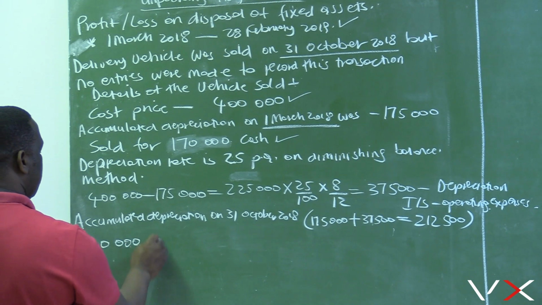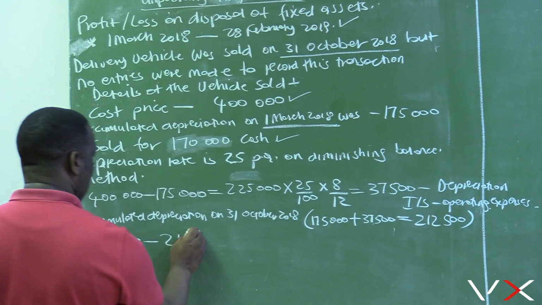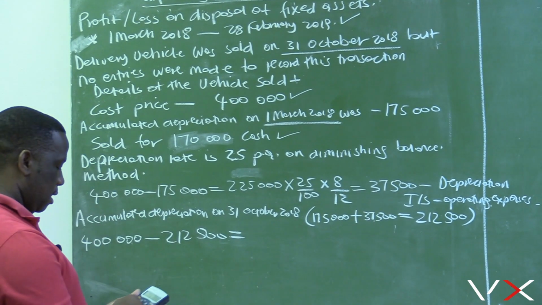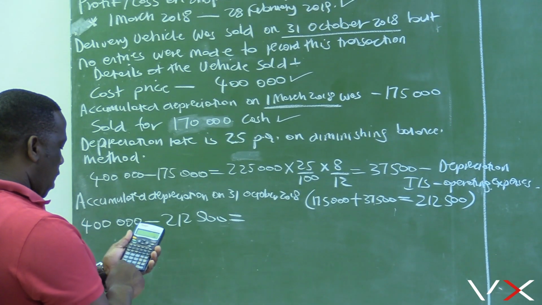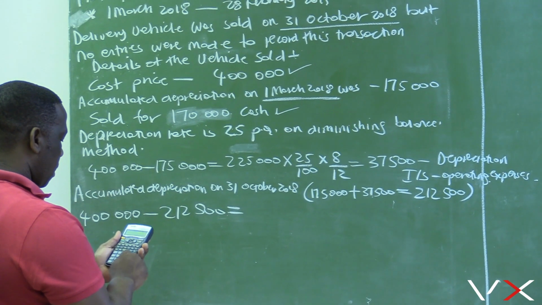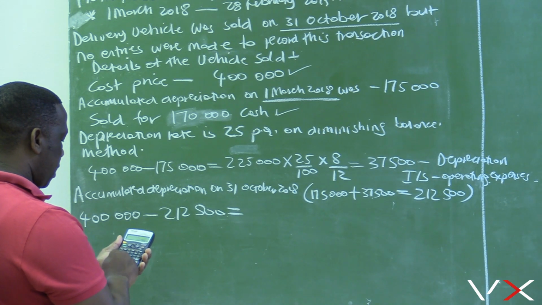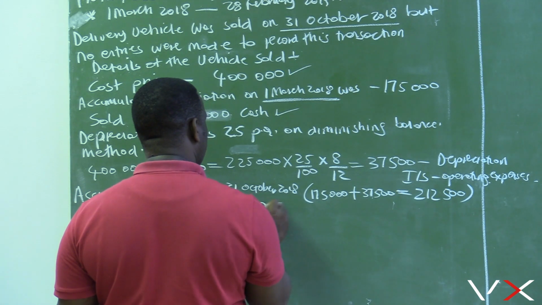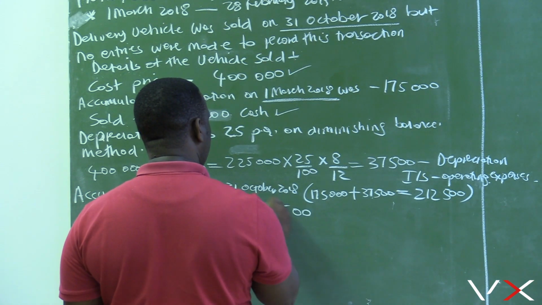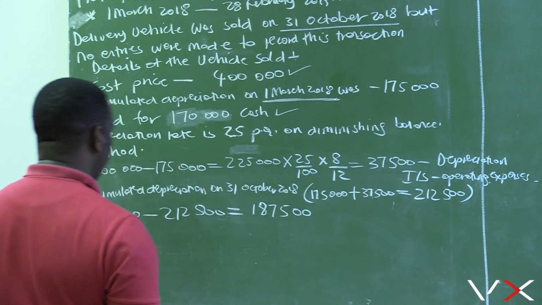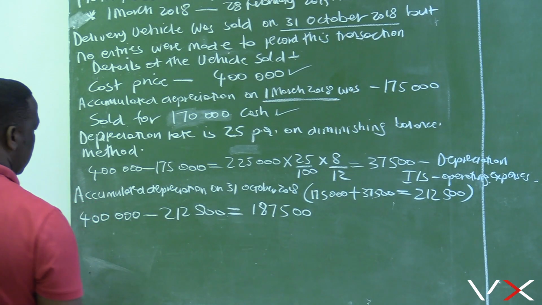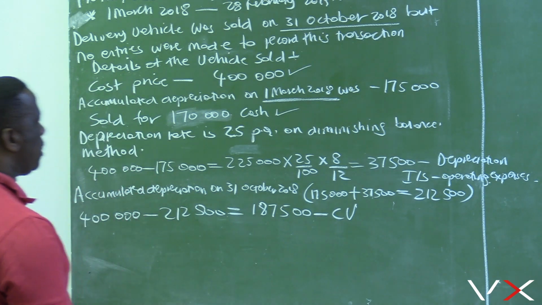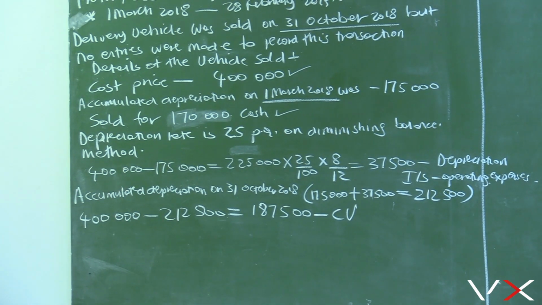400,000 cost price minus the updated accumulated depreciation, which is 212,500. 400,000 minus 212,500 equals 187,500. 187,500, which is the carrying value. The carrying value for this vehicle is 187,500.